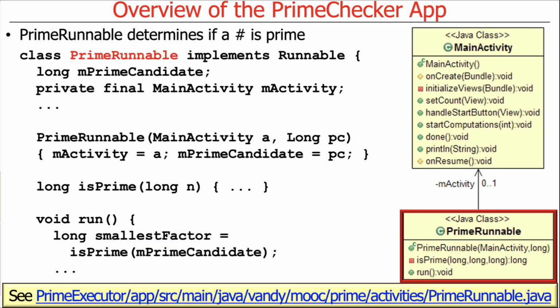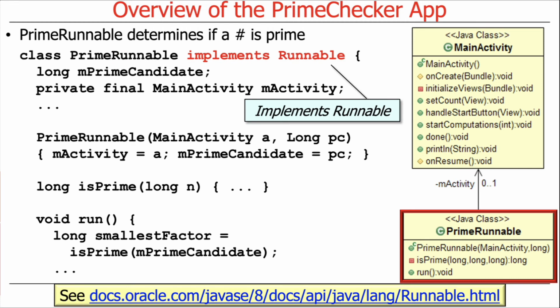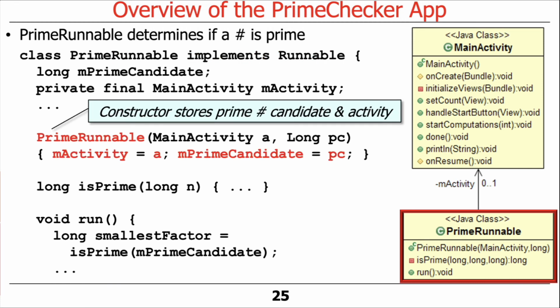Here's what PrimeRunnable looks like. PrimeRunnable is a class that implements Runnable, which means it's got a run hook method down here. Its constructor stashes away the main activity. That's so we can do some user interface stuff from a background thread. You'll see how we do that in a second. And we also keep track of the prime candidate. That's what PC stands for. So we store those two things here.